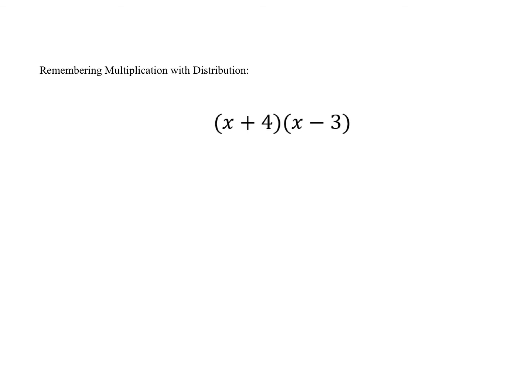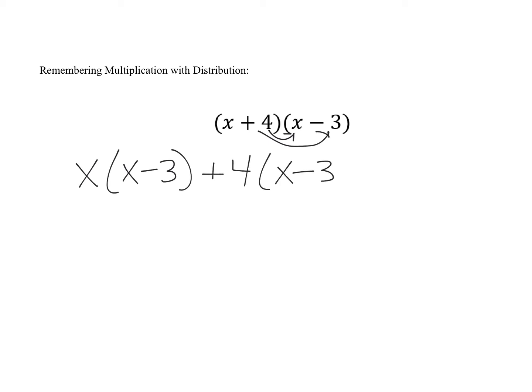Many of us are used to doing the arrows here. But what I'd like to do is show you how that is expanded out just a little bit further. So that is my x in the first binomial times the x minus 3. And then if I do the 4 like this, that's a 4 times x minus 3.